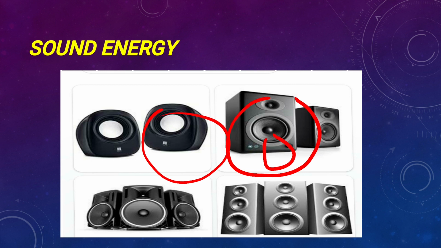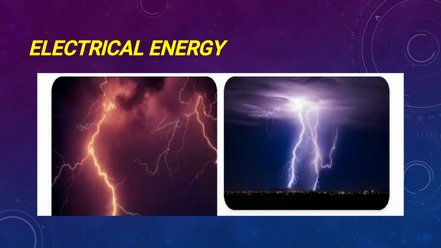So a vibrating membrane means vibration, means motion. So motion means kinetic energy. That's why sound is also considered as kinetic energy. Electrical energy, these are the lightning, thunder.